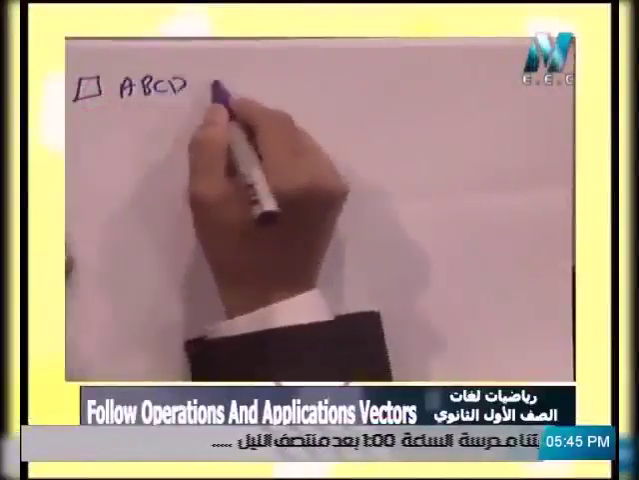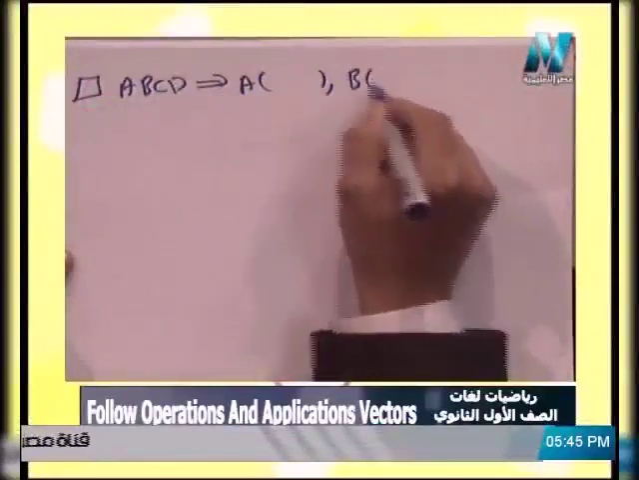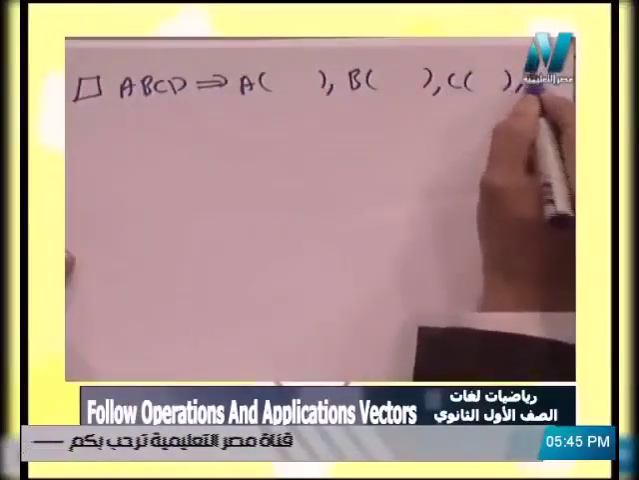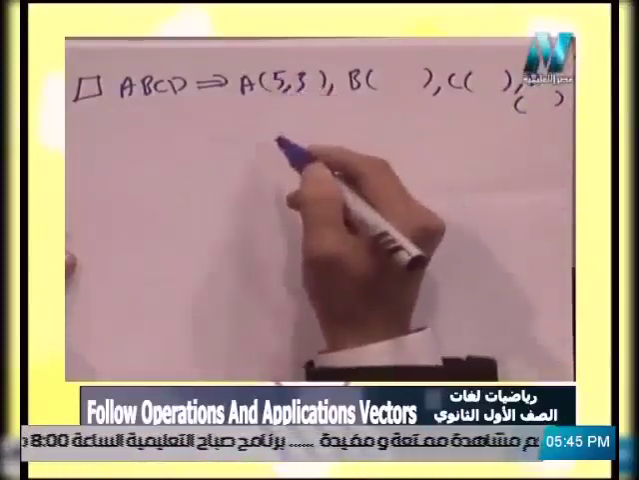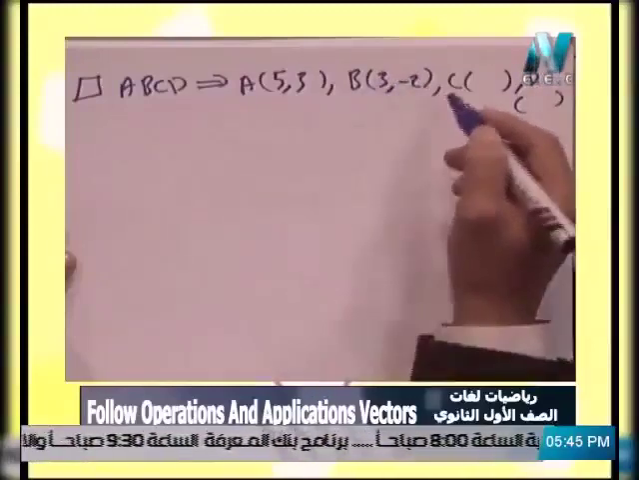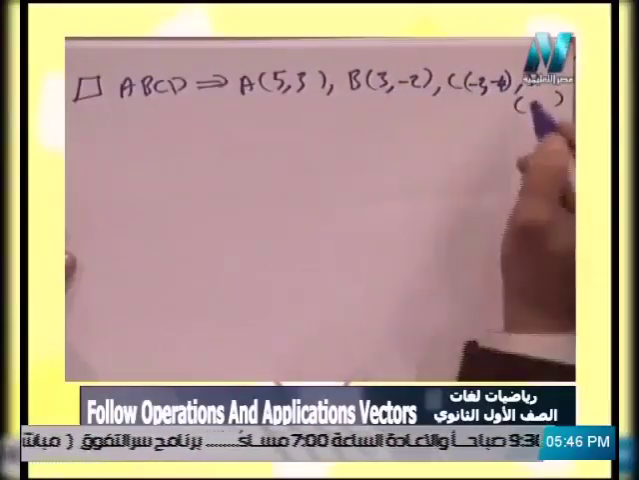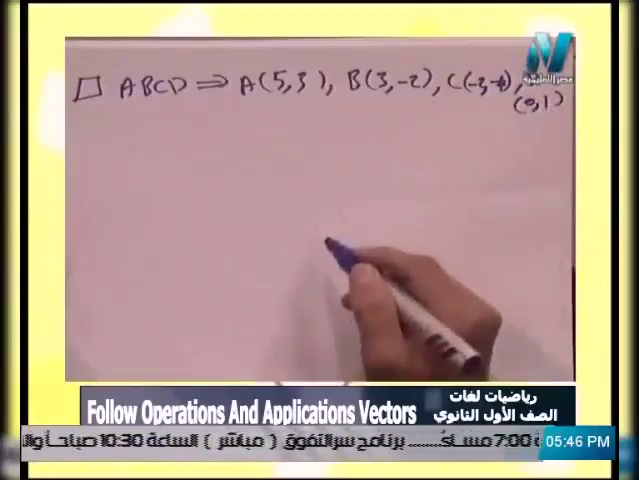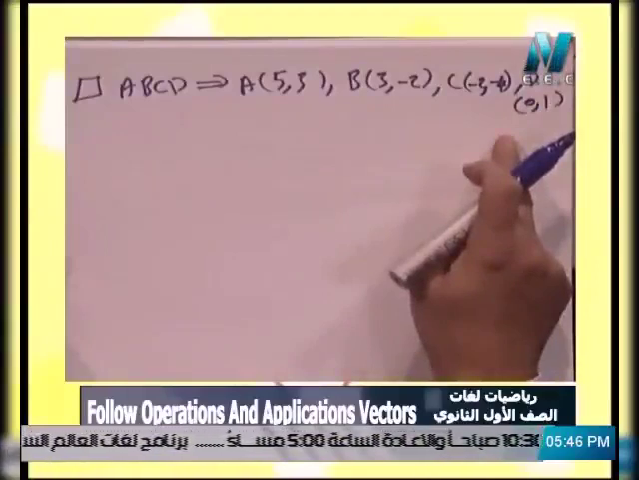If we have a quad ABCD, and this quad has points A, B, C, and D. We have A here, 5 and 3, B, 3 and negative 2, C, negative 2 and negative 4, and finally D is 0 and 1. And we want to prove that the quad is a rhombus.